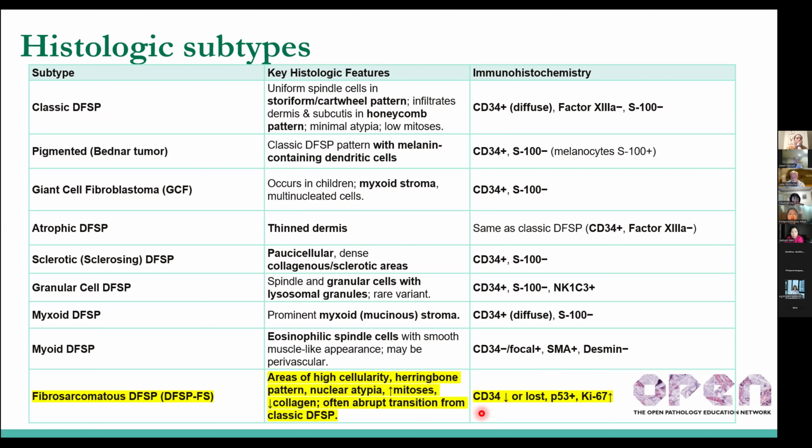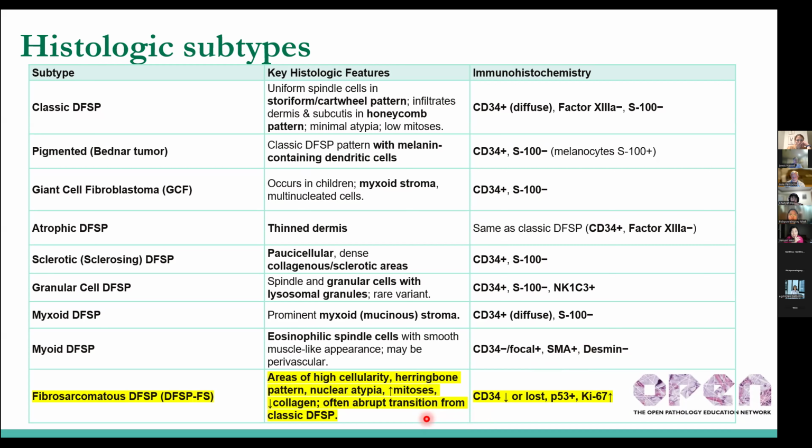It is a fibrosarcomatous DFSP, or what we call DFSP-FS. What's different from our classic DFSP is that its architecture has areas of high cellularity, and it's less of a storiform pattern and more of a herringbone and fascicular pattern. It has higher nuclear atypia, higher mitoses, less collagen, and often it doesn't exist by itself, but it coexists with a classic DFSP.